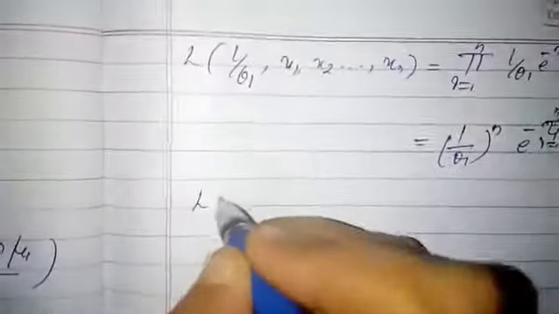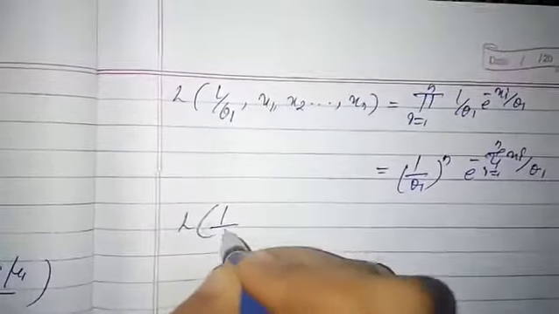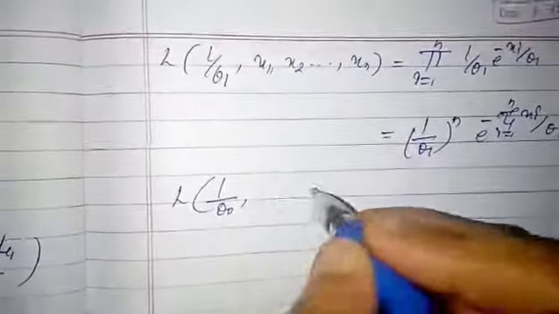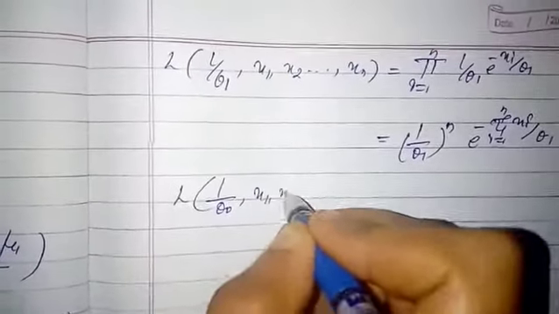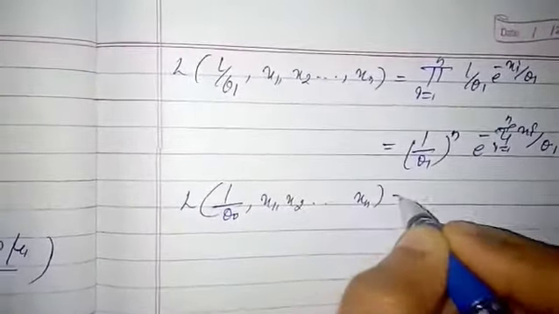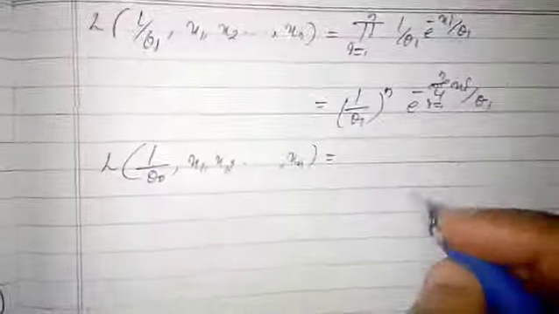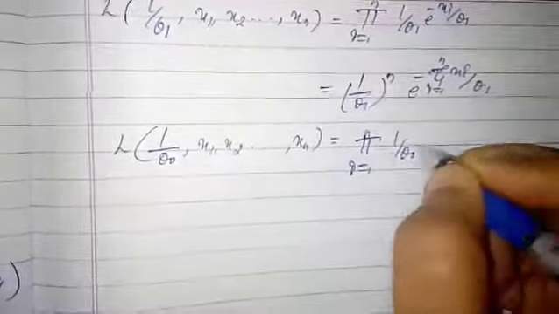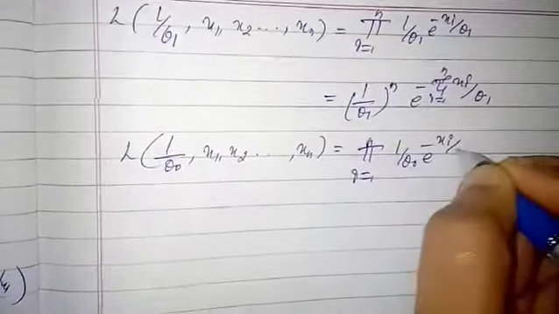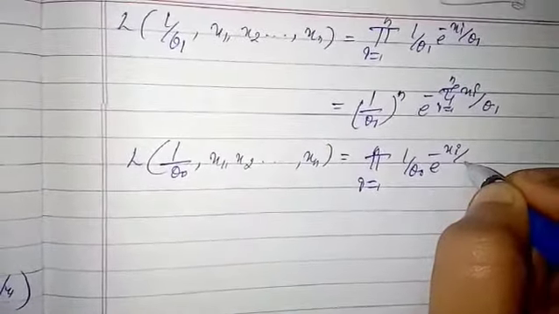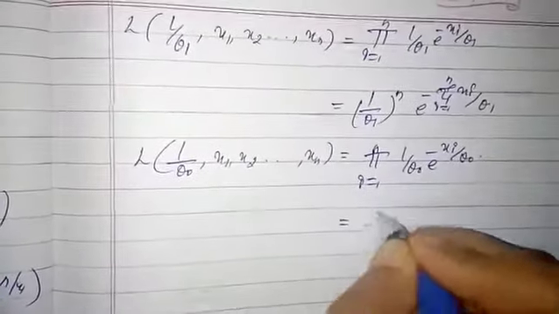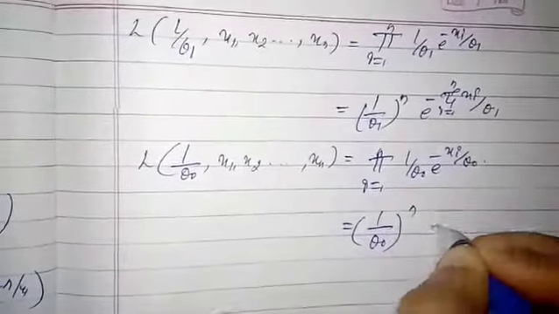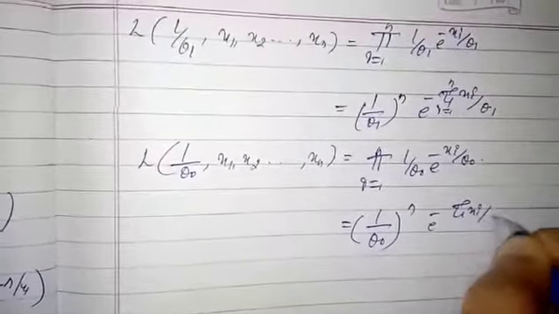Similarly, what is the likelihood under H0? That is the likelihood L(θ0; x1, x2, ..., xn) equal to the product over i from 1 to n of (1/θ0) e^(-xi/θ0), which is equal to (1/θ0)^n e^(-summation xi / θ0), with i from 1 to n.